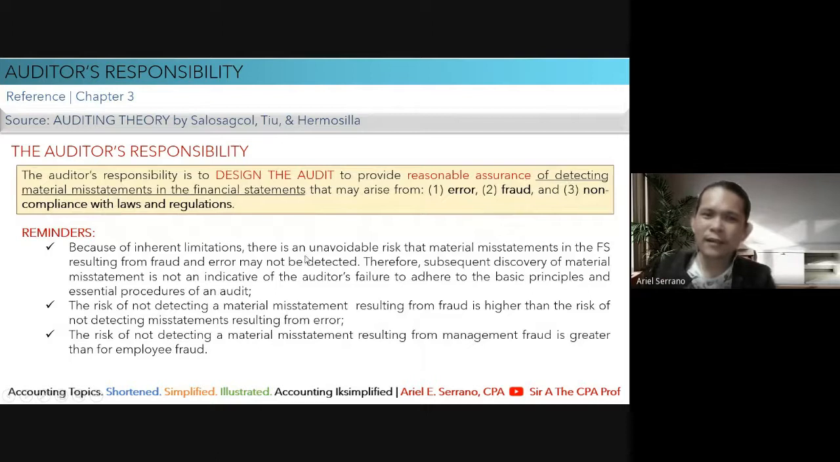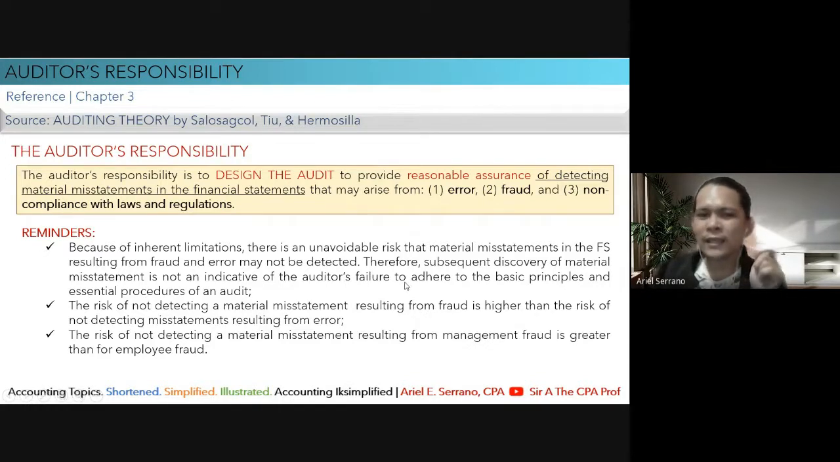Now, reminder. Because of inherent limitations, there is an unavoidable risk. Hindi natin maiiwasan na risk, that material misstatements in the financial statement resulting from fraud and error may not be detected. Therefore, subsequent discovery of material misstatements, kapag may na-discover daw tayo ng mga material misstatements, hindi ibig sabihin nun na epic fail si audit sa pagdi-discover nung mga fraud na ito. Okay, remember that the auditor's responsibility is to design an audit to provide reasonable assurance to detect. Pero, because of inherent limitation, there is an unavoidable risk na hindi natin ito ma-discover, pero hindi ibig sabihin na kasalanan ito ni auditor. Kasi remember, the responsibility to prevent and detect errors and fraud lies with management and those charged with governance. Lagi po ninyo yang tatandaan. Okay?